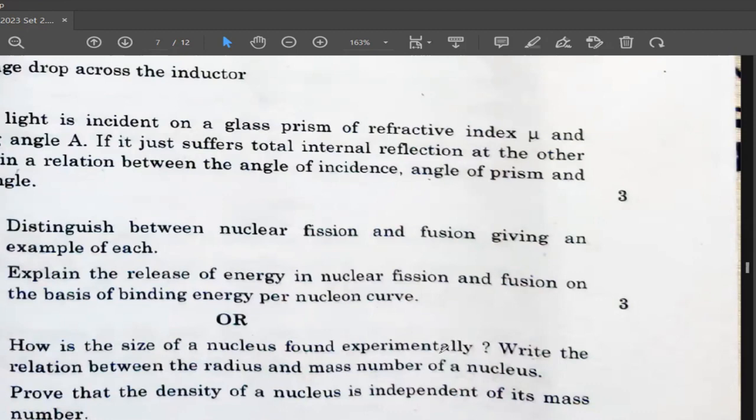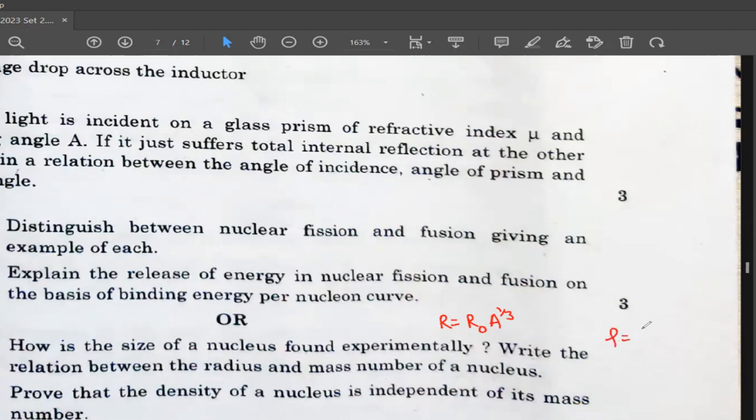Write the relation between the radius and the mass number of the nucleus. We know that R, the nuclear radius, is given by R naught, an empirical constant, times the mass number A raised to the power 1 by 3. This is the relation. R naught is constant.